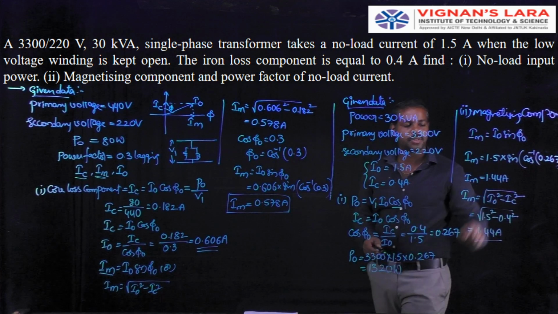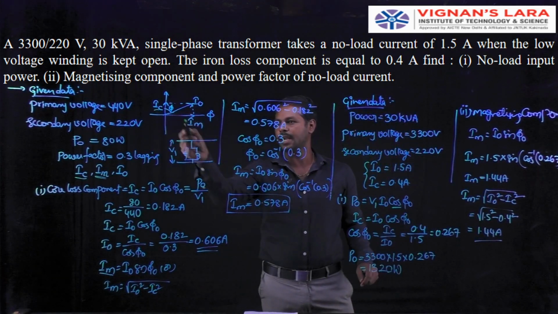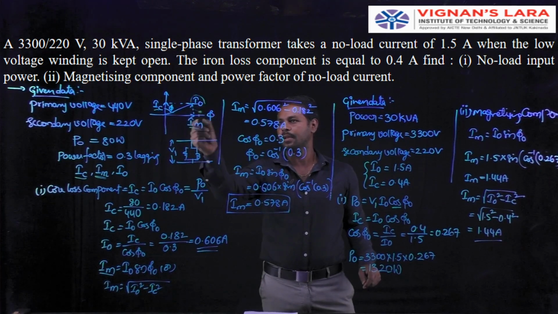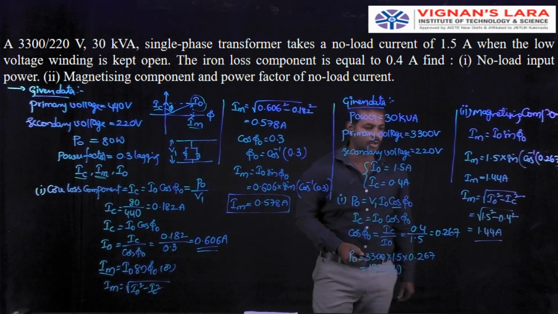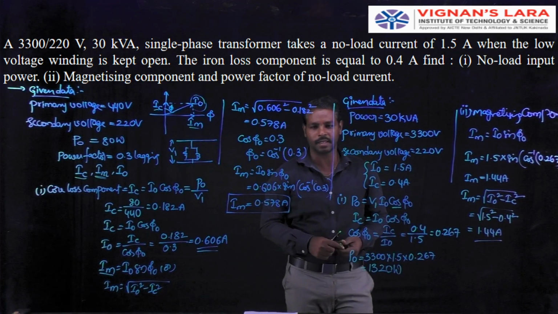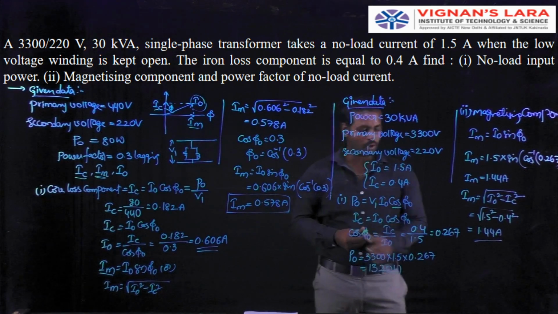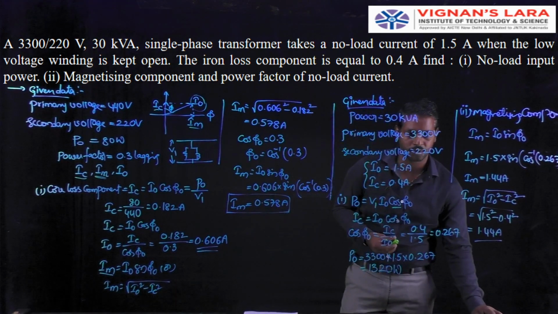So why are we using these types of expressions? Because of the phasor sum of IC and IM, only then are we getting the no load current. So based on these two expressions, we are easily calculating the magnetizing component, core loss component and no load current.